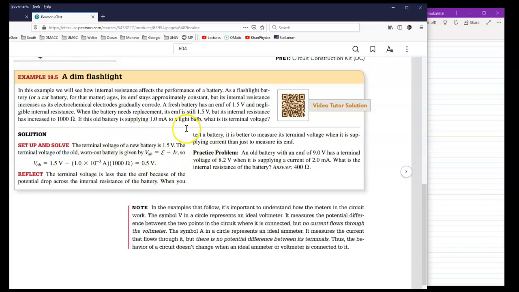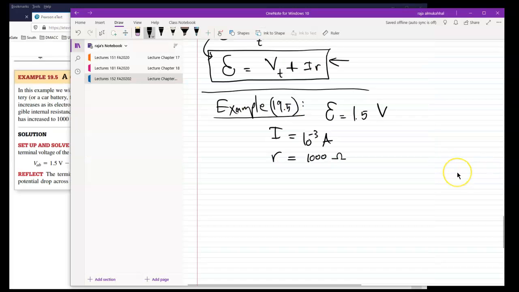What else? And then he's asking for the terminal voltage. Okay, so what did we say? Let's start with the EMF. Here it is right there. This is the formula that I'm talking about. The EMF is equal to the terminal voltage plus I small r.